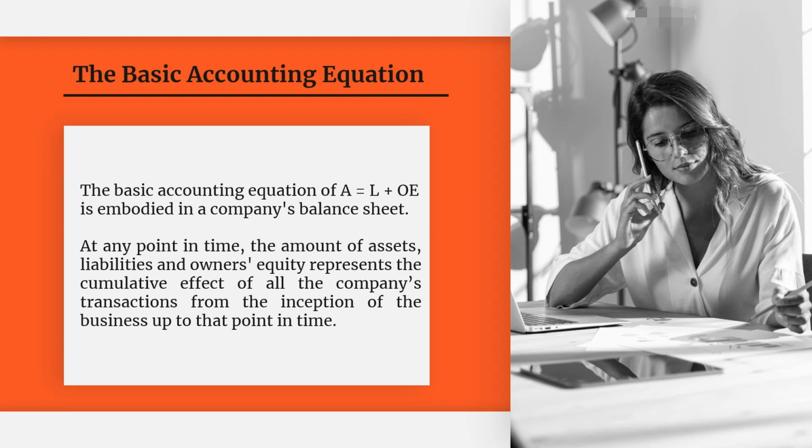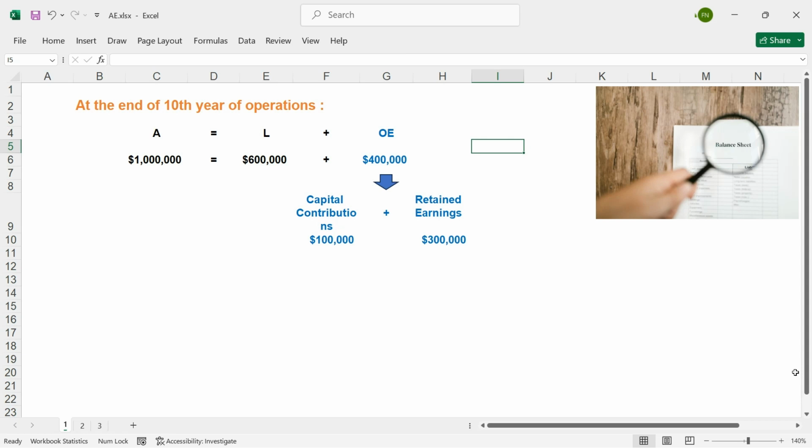Now let me explain what I mean by that. Let's assume that we have a company that's been in business for 10 years, and on the balance sheet presented at the end of the 10th year, they have total assets amounting to $1 million. They've got some inventory, cash, accounts receivable. Total assets amount to $1 million worth of assets at the end of the 10th year. Now, that $1 million represents the cumulative effect of all asset transactions from inception.